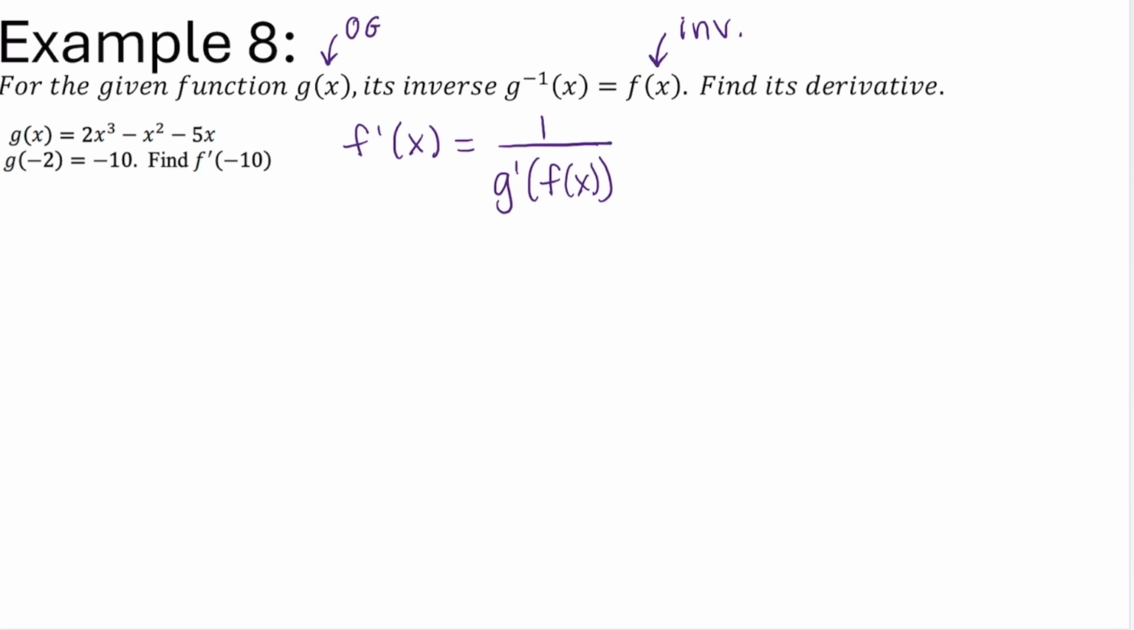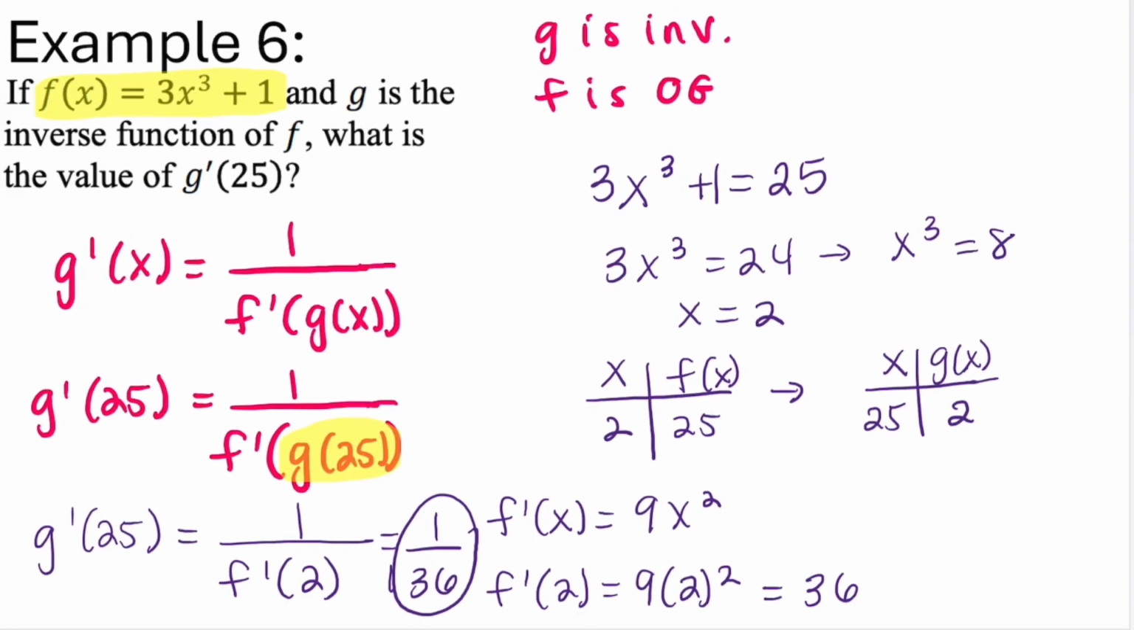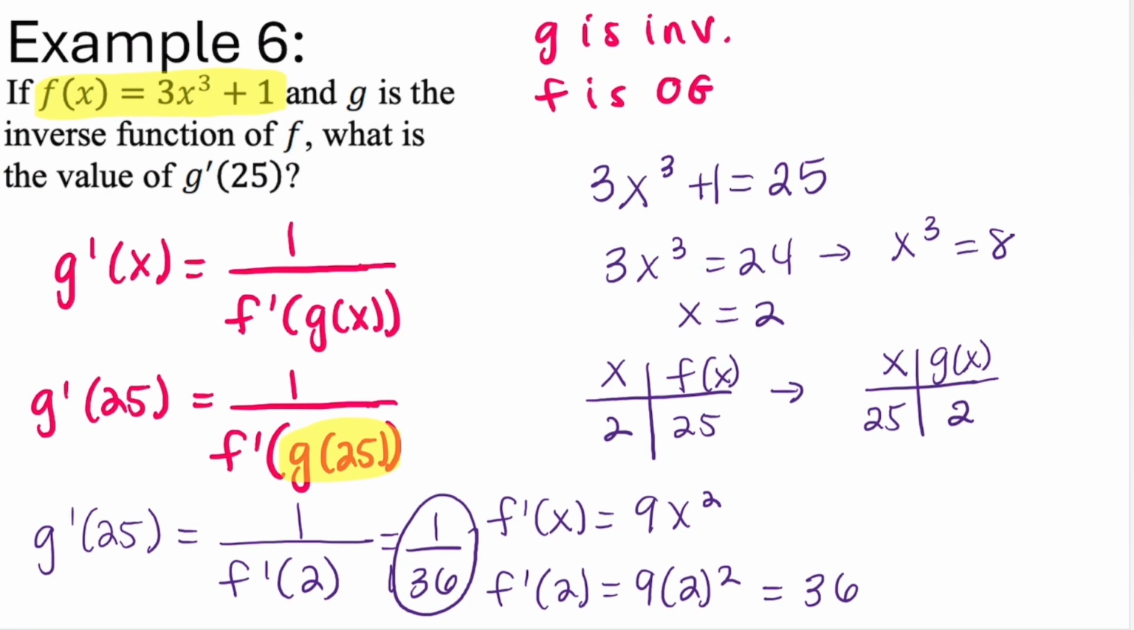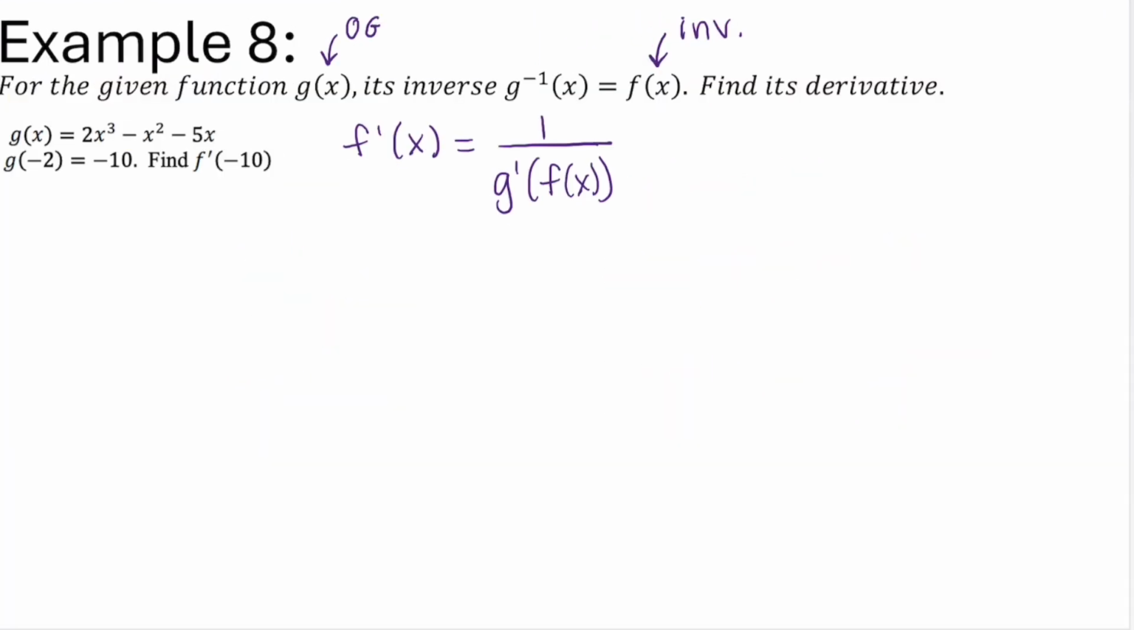Because if you go back to example 6, g was the inverse, f was the original, so it was flipped around. Okay, but for example 8, g was the original and f was the inverse. So g prime of f of x was on the bottom versus in this one it was f prime of g of x. So you got to pay attention to which one is the original and which one is the inverse. The inverse is always the one that goes inside the derivative of the original. Okay, so just keep that straight and make sure you pay attention to what you're given in the problem.